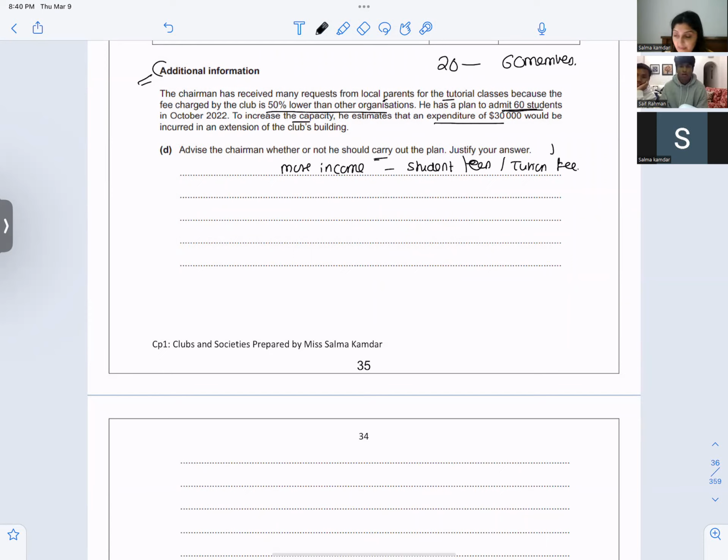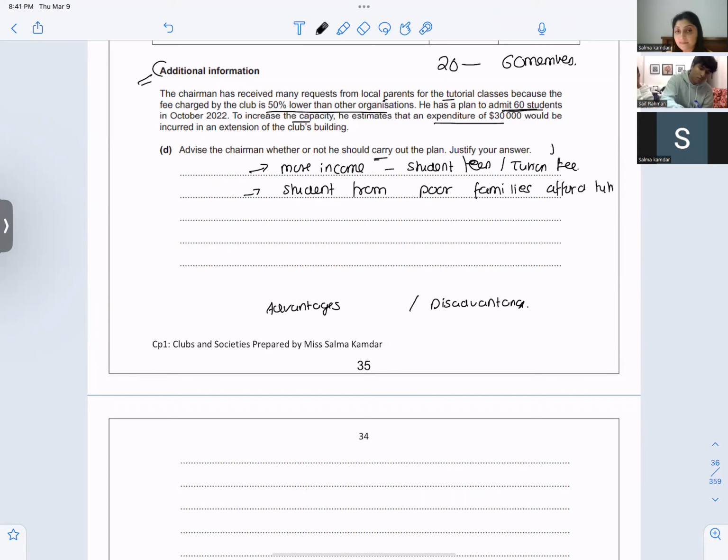What would be the other advantage? When you're advising him whether he should carry on with the plan or not, you will give him the advantages and disadvantages of the plan. So, what is the other advantage of the plan? The fee is 50% lower, so the purchasing power of other people will increase, so you can have more students. Students from poor families can afford the tuition fees. There will be increased capacity of the building. The students can later become members.